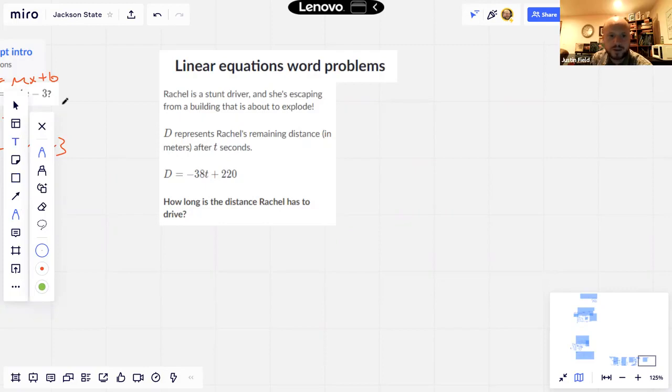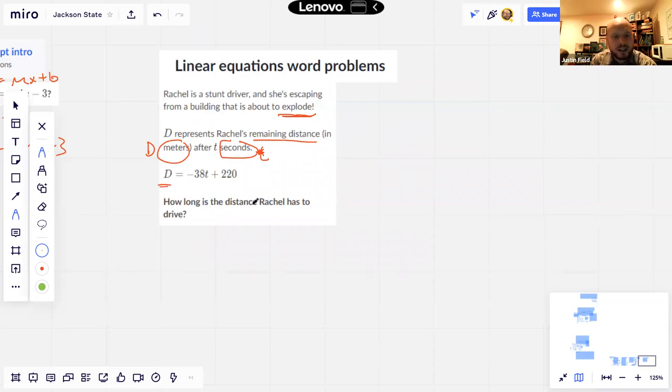All right, and the last assignment, linear equation word problems. More word problems. Rachel is a stunt driver and she's escaping from a building that is about to explode. D represents Rachel's remaining distance in meters. Seconds. All right, I bet that's x. Well, t this time. And then meters is a distance, and that's the d.